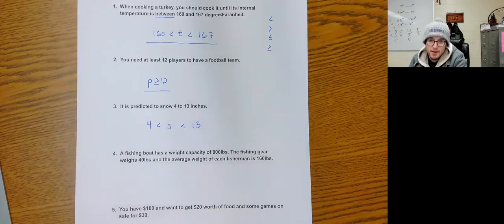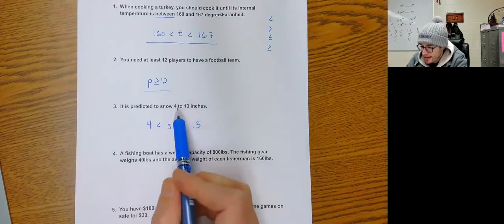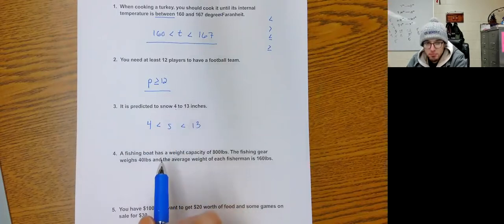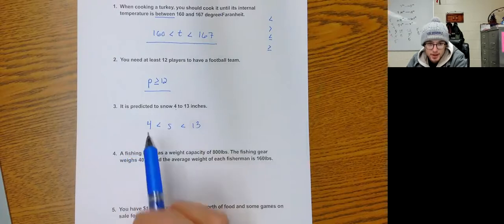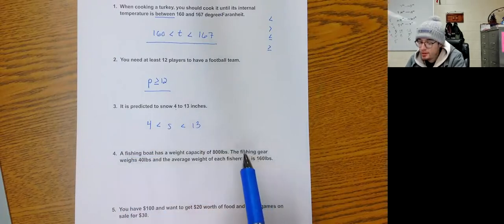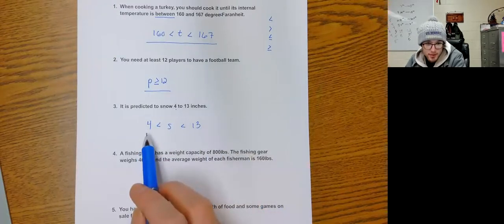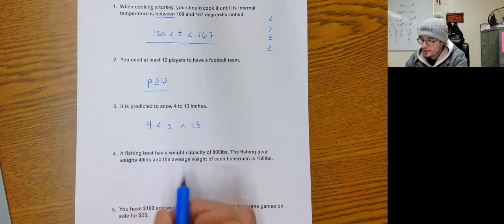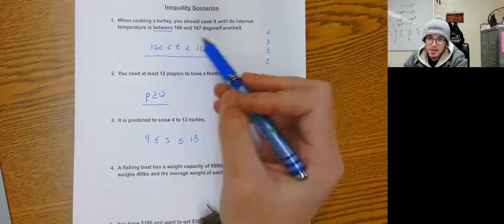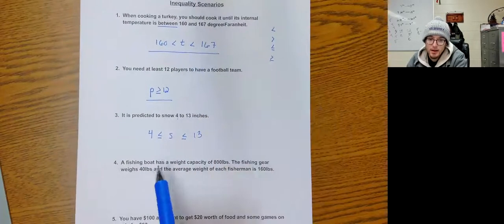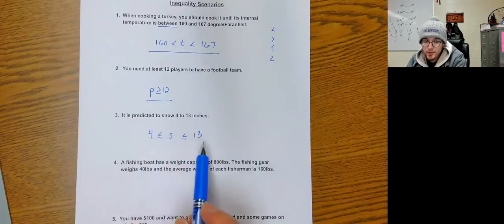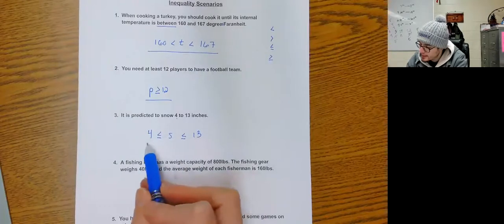Now we have to decide, does this mean that it can be 4 inches and it can be 13 inches? Let's read it again. It is predicted to snow 4 to 13 inches. So it's predicted that there could be 4 inches all the way up to 13 inches. So this does include them. That is the difference between this one and the first one. This one was in between the two numbers. This one is from that number to that number, so it includes those numbers. So that would be this answer.